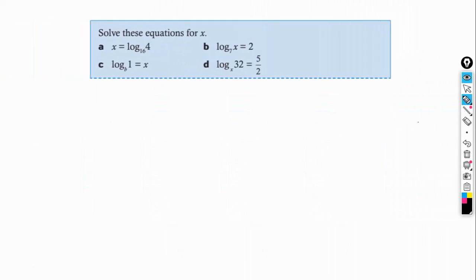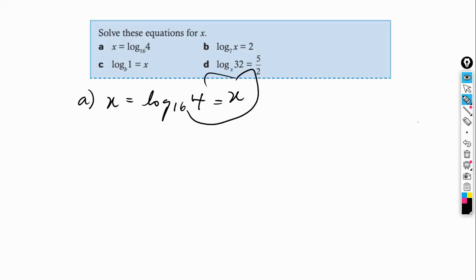And then it says solve these equations for x. So letter A says x is equal to log base 16 of 4. Now, let's just rewrite this as this equaling x, and the only reason I'm doing that is because I want to use the heart rule to solve for x. Change this into an exponent form, which is easier to solve for us. So we would say, okay, 16 to the power of x is equal to 4. So let's write it that way. So 16 to the power of x is equal to 4.